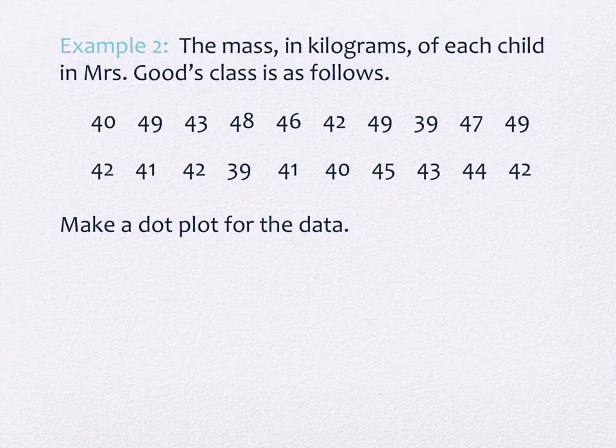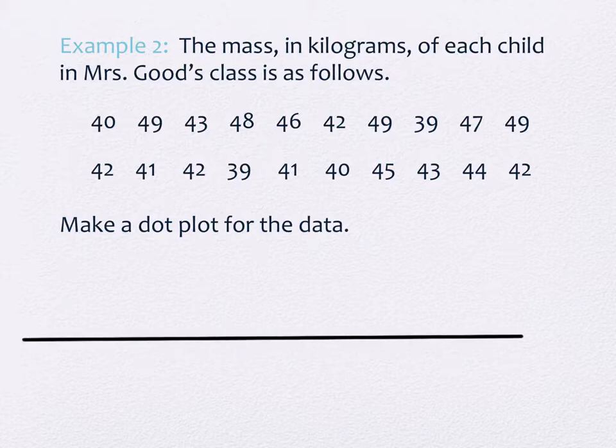So with a dot plot, we're going to do this example number 2. This is the mass in kilograms of each child in Mrs. Good's class. And we're going to make a dot plot for the data. So what a dot plot looks like is it looks kind of like having a number line. So we're going to draw a long number line. The number line is going to start with our smallest value. So looking up at the data, what's our smallest value you see? 39. And what's our largest? 49. So I need to start at 39. I need to go to 49.